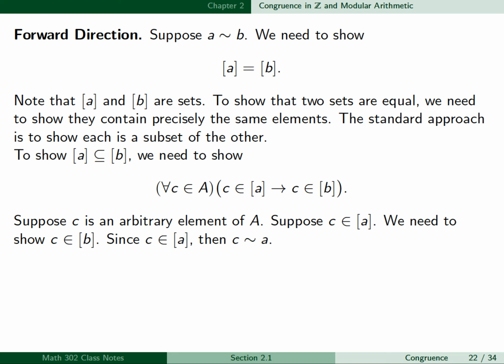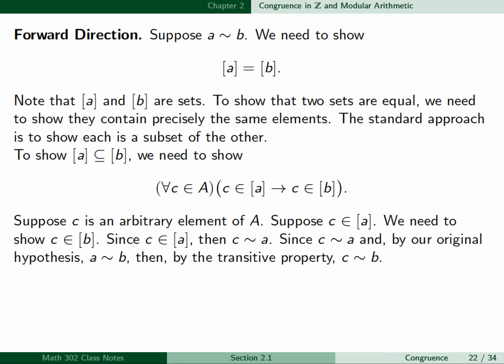Now since C is in the class of A, then by definition C is related to A, or C tilde A. Since C is related to A, and by our original hypothesis A is related to B, then by the transitive property C is related to B. So C tilde A and A tilde B implies C tilde B. And this implies that C is an element of the class of B. So we've shown that every element in the class of A is also an element in the class of B, and therefore the class of A is a subset of the class of B.